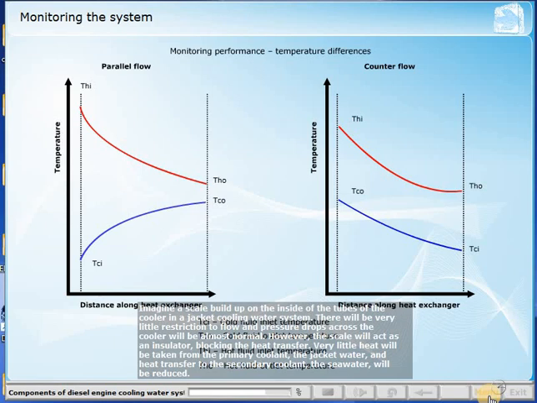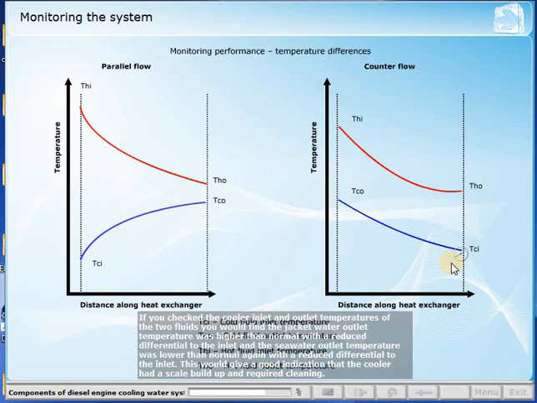Imagine a scale build-up on the inside of the tubes of the cooler in a jacket cooling water system. There will be very little restriction to flow, and pressure drops across the cooler will be almost normal. However, the scale will act as an insulator, blocking the heat transfer. Very little heat will be taken from the primary coolant, the jacket water, and heat transfer to the secondary coolant, the seawater, will be reduced.